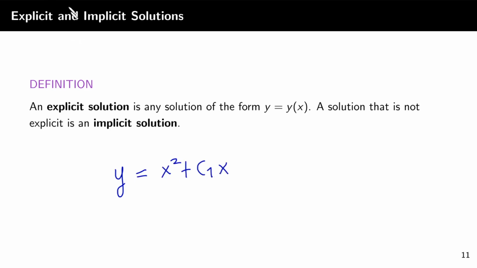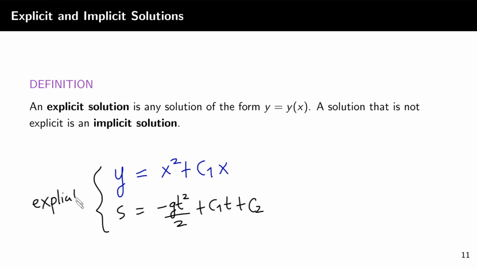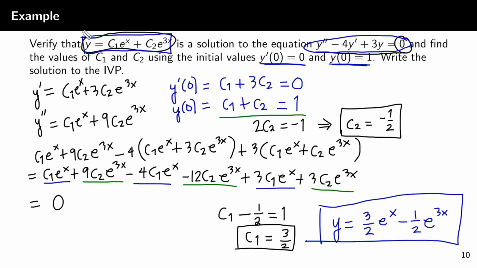So another example is yung meron tayo kanina, yung sa position function. So s is equal to negative gt squared over 2 plus c sub 1 t plus c sub 2. So in this case, yung independent variable natin is t, which stands for time. So these are our examples of explicit solutions. And then yung kanina rin sa previous, yung sa IVP, ito. So this is an explicit solution.